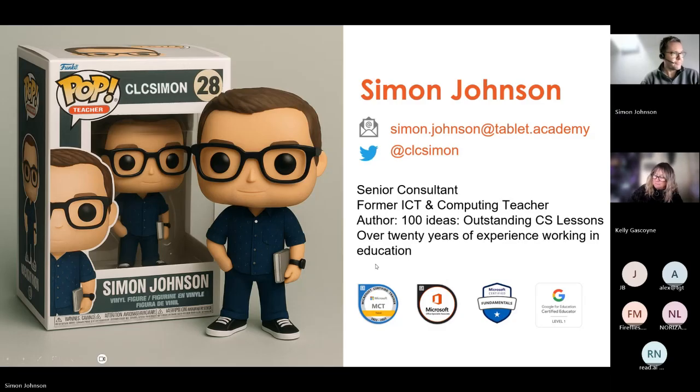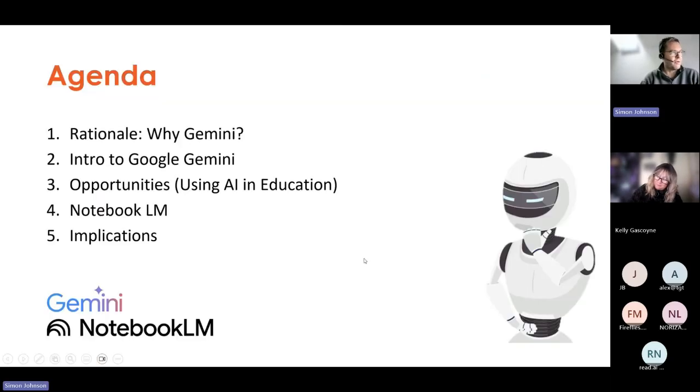And in this session, we're going to explore why use Gemini, so the rationale behind using that as opposed to other tools like ChatGPT, for example. Look at what Gemini is, how you can use it. Look at examples, opportunities for using AI in education. We'll also look at Notebook LM, which is part of the Google AI offerings. And if we have time, we'll look at some of the implications of using AI in your classroom.